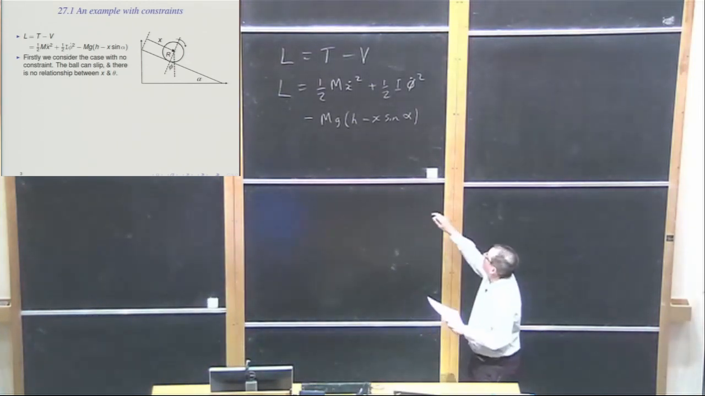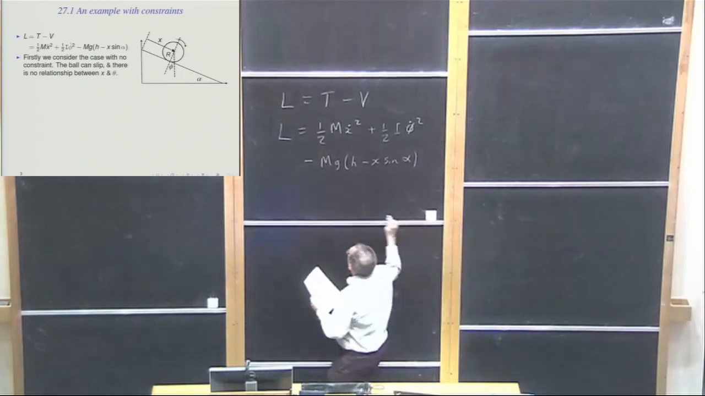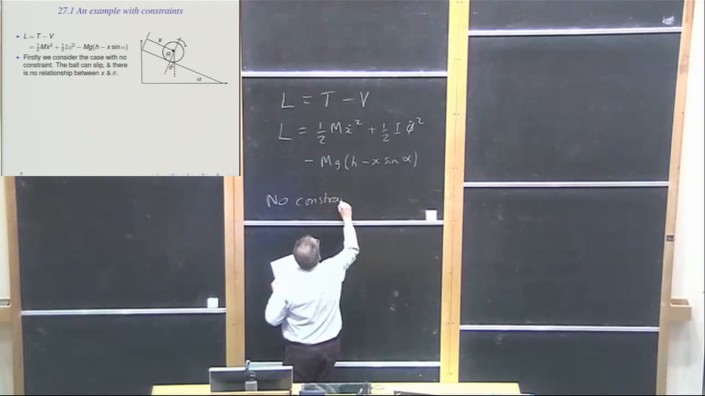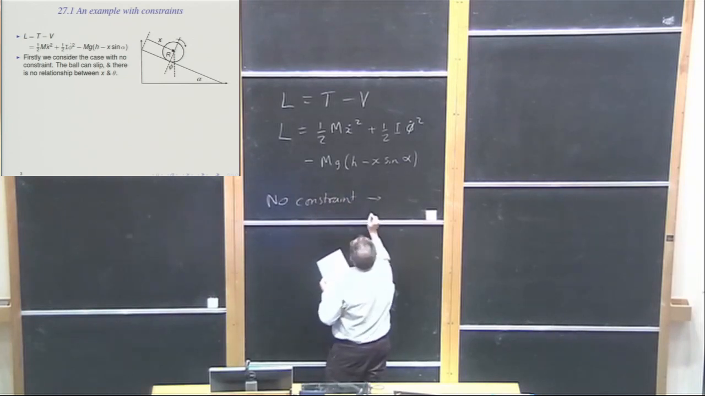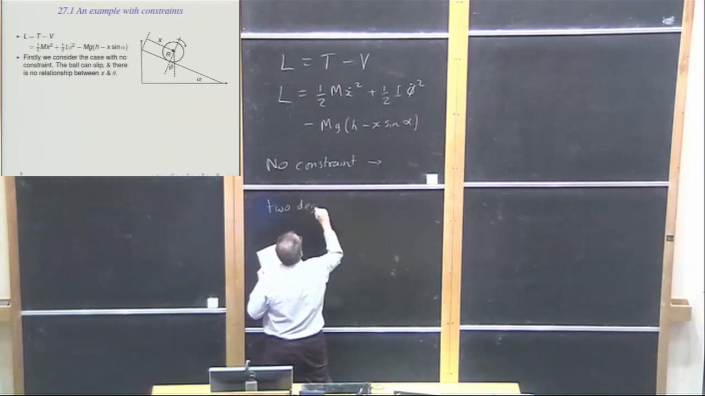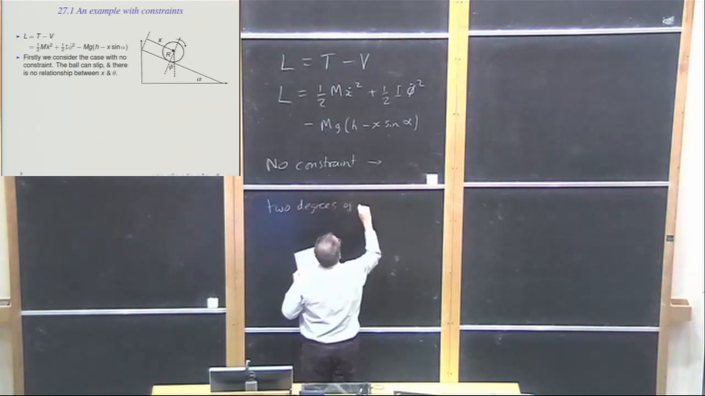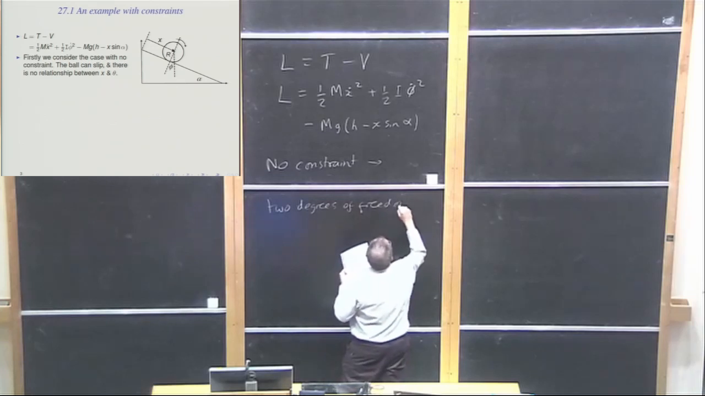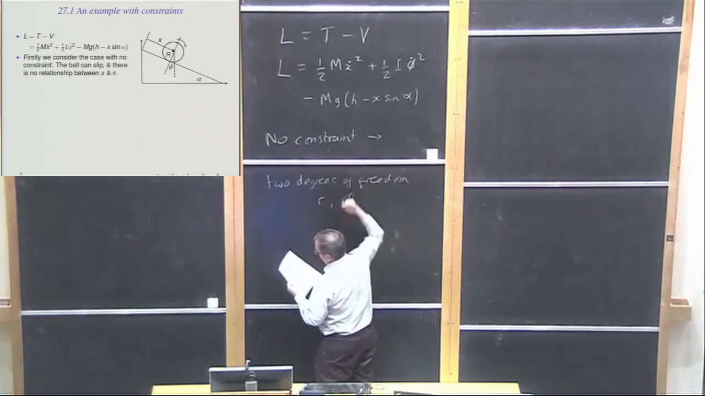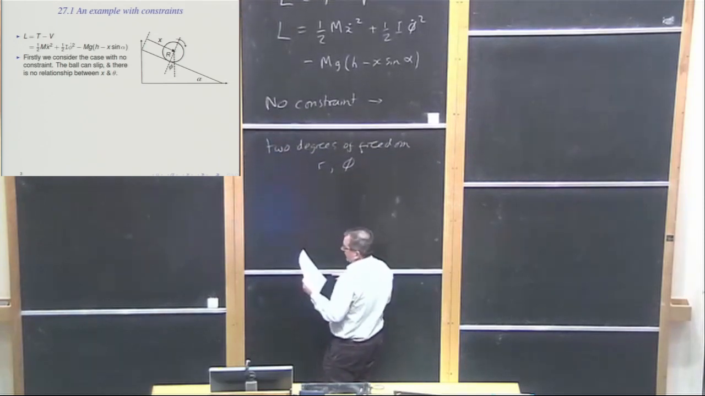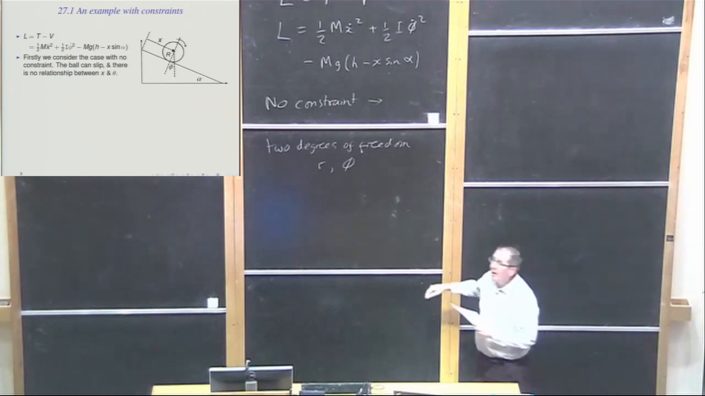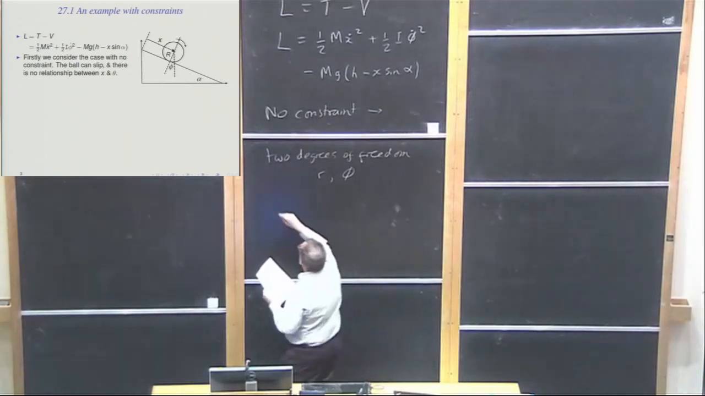Okay, so let us analyse this then. Initially, with no constraint. What does this mean? It means that we just have 2 degrees of freedom, which are x and phi, and that these are independent. Okay. So let us apply the Euler-Lagrange equation.